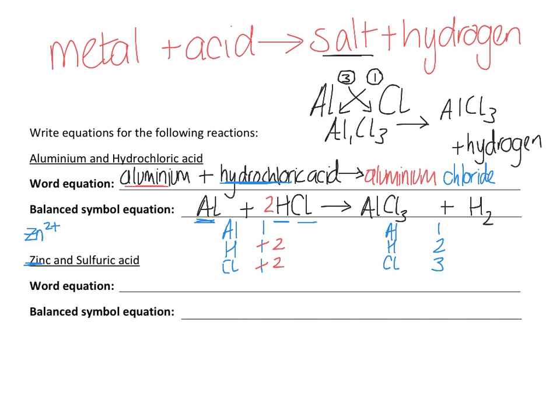Now, if I was to change this up to 3, you could see that it'll fix the problem of my chlorine. I'll have 3 chlorines, but now I'll have 3 hydrogens. But we have to do this step by step, and so we will do that now. So I'm going to change that number to 3 instead. So now I have 3 hydrogens and 3 chlorines. So my chlorines are happy, but my hydrogens are not. So how can I get 3 hydrogens on the right hand side?